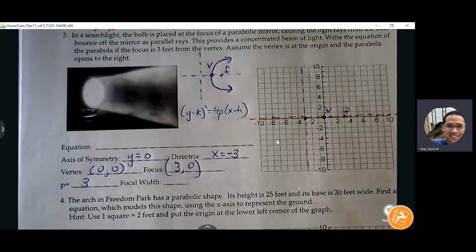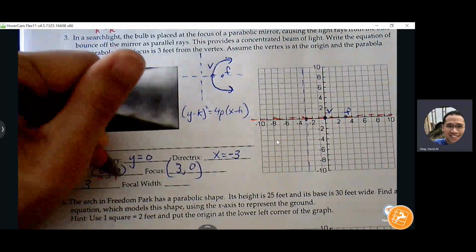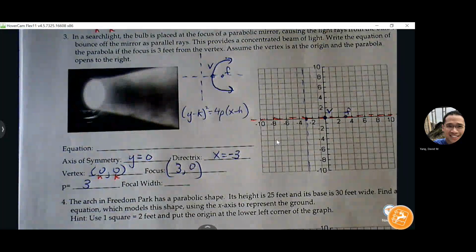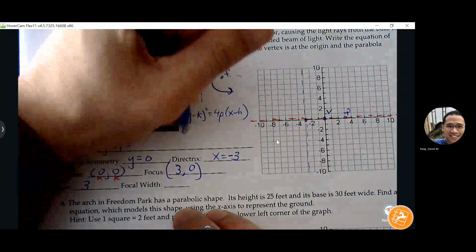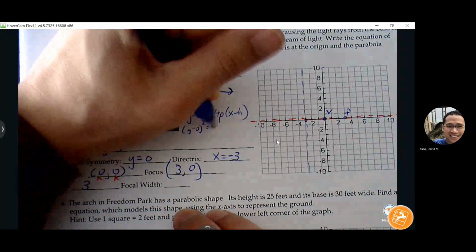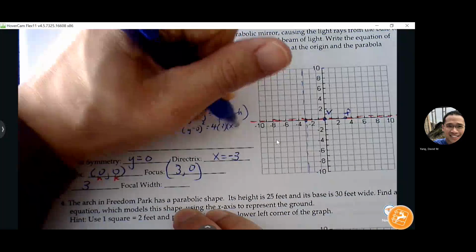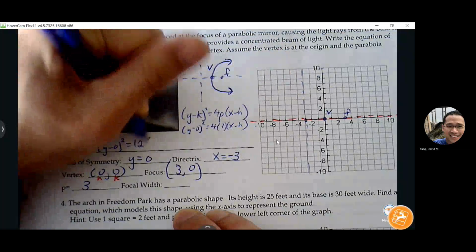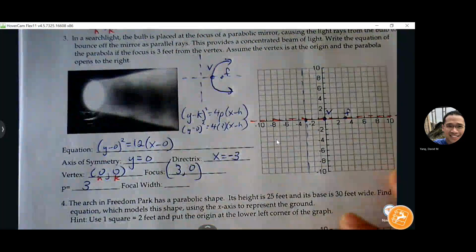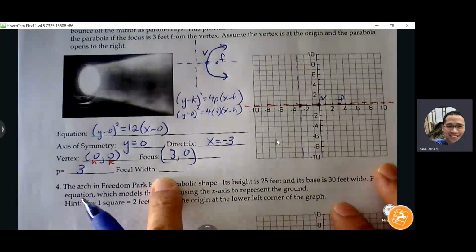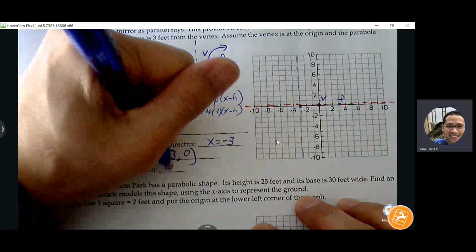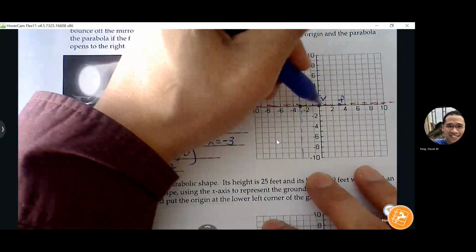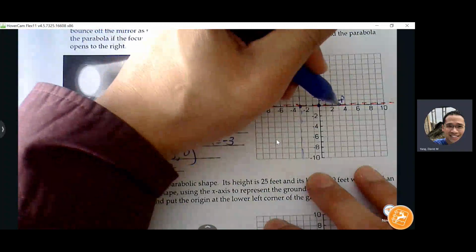All right, we've got everything that we need to build our equation. Focal width, 4p. 4p is 12. So from the focus, up and down 6 units.